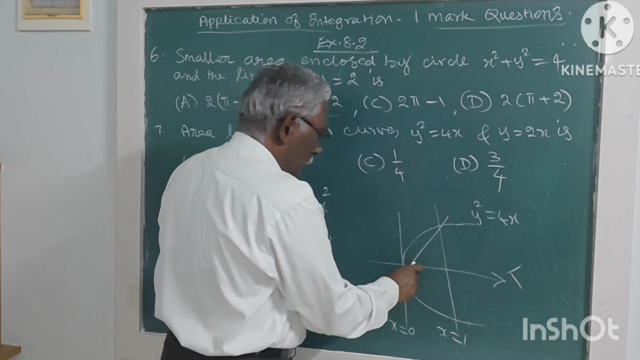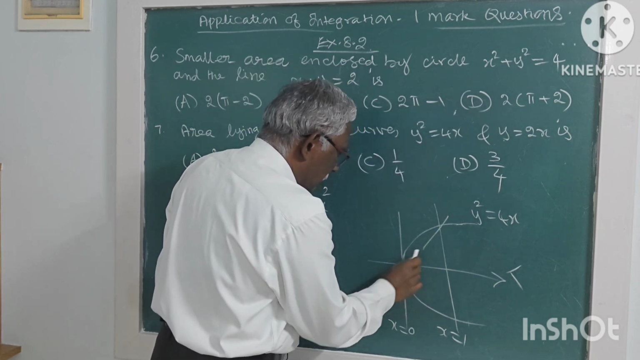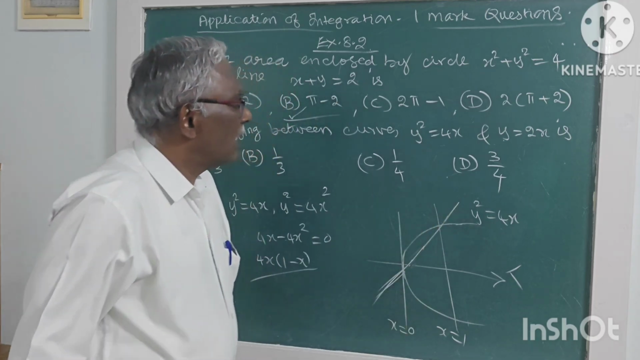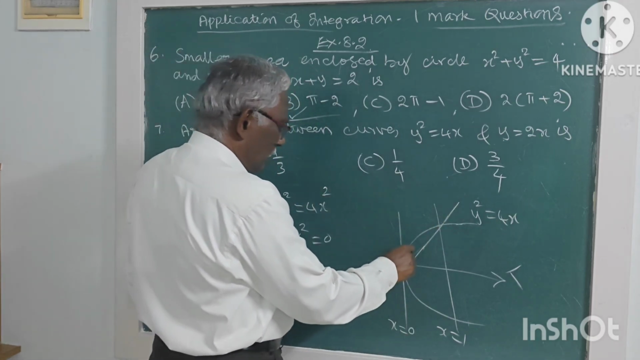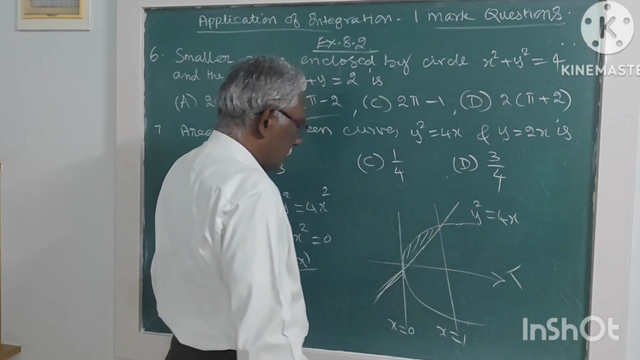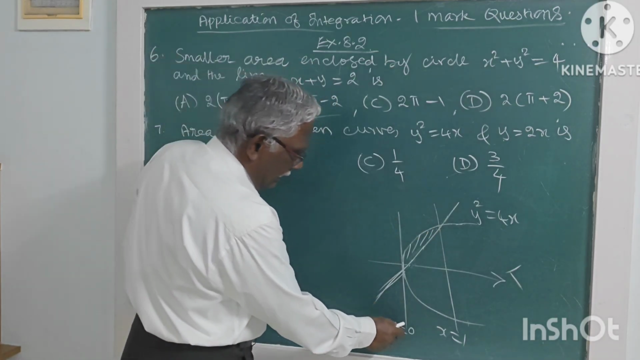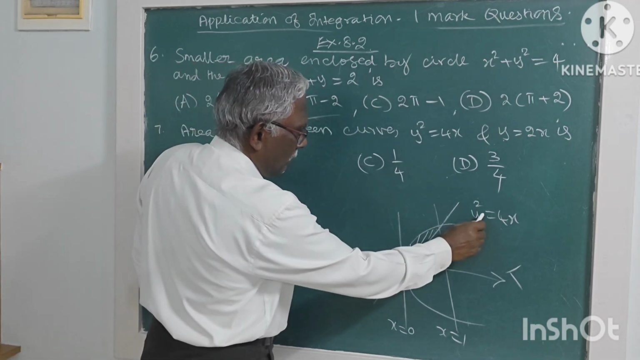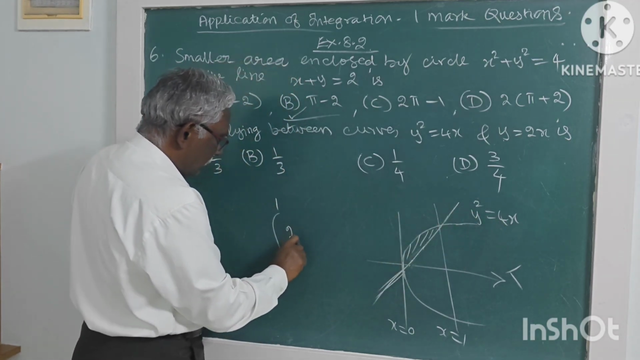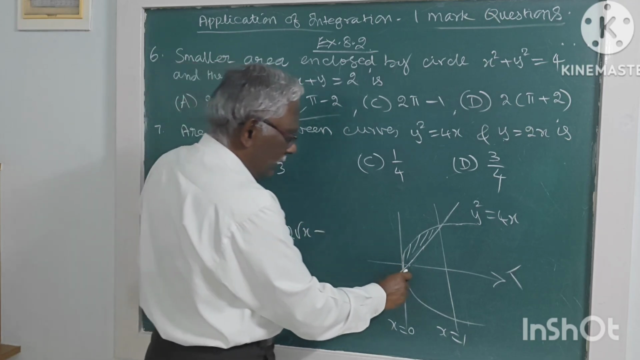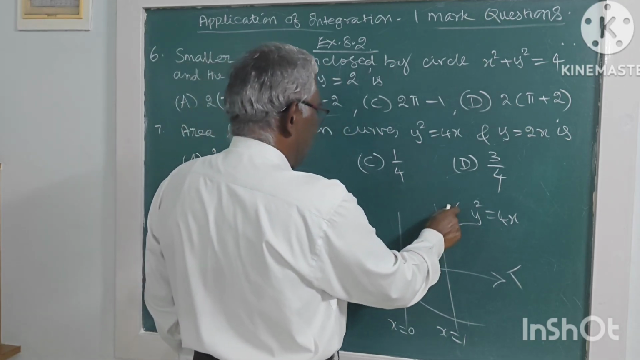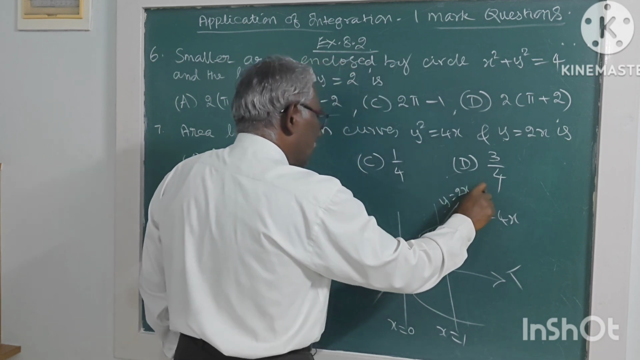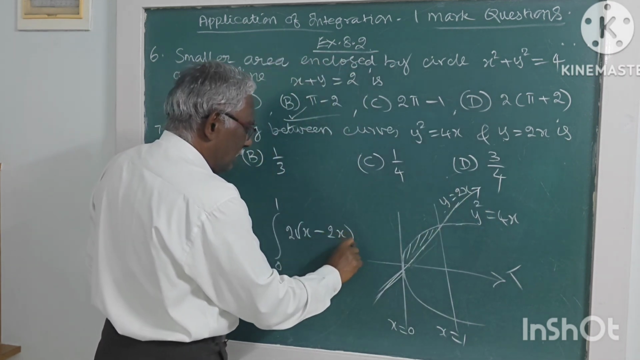So join these two. This is the equation of the line. The area lying between the curves is the area we have to find. So area is equal to the integral where x varies from 0 to 1. We'll take the equation of the upper curve, y is 2 root x, minus the equation of this line, y is 2x. So minus 2x dx.